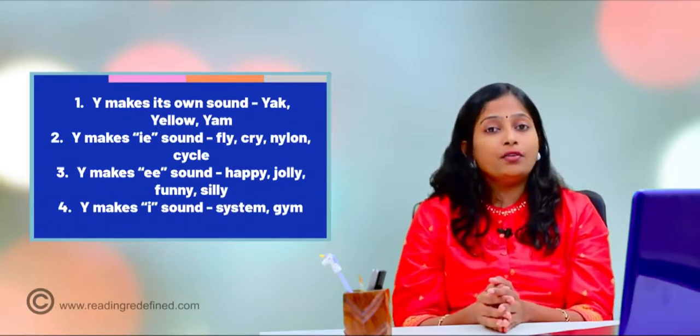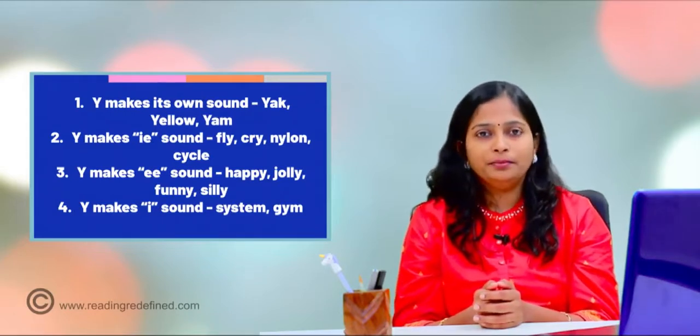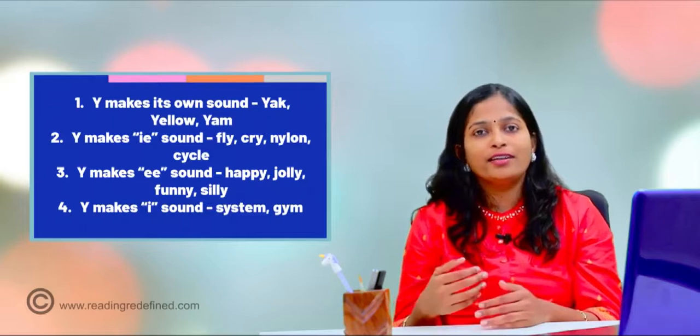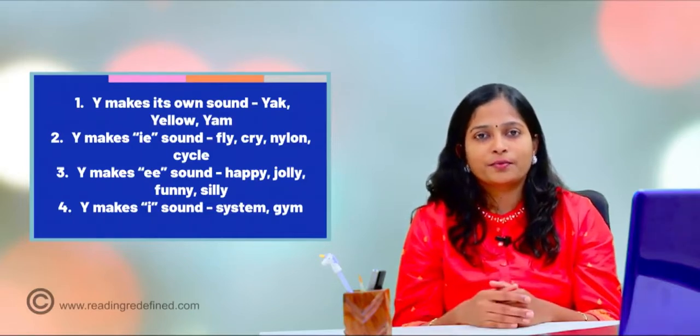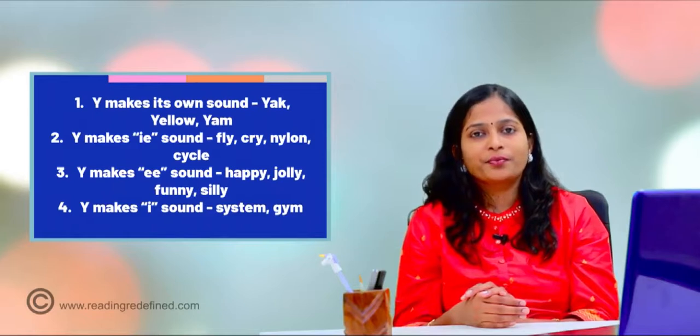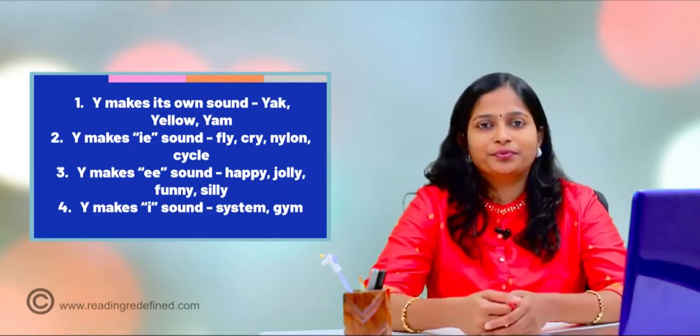Y makes the sound of E as well, in words like system, gym. To discuss this further, you have to dig into the etymology of the words. So in these Greek words like system and gym, Y takes the E sound.